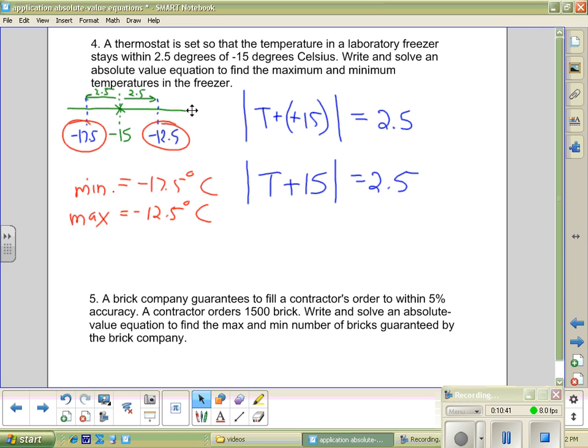I've written the absolute value equation, the absolute value of t plus 15 equals 2.5, and I found the minimum and the maximum values. And again, you could have solved it algebraically, but I already had the picture drawn, so that seemed to be good enough.